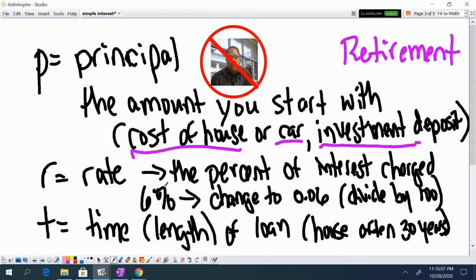So if it's 6%, you're going to change it to 0.06 because you divide it by 100. Remember, we don't work with the percent, we work with the decimal. The time is the length of the loan. So for a house, it's often going to be like 30 years. Okay.